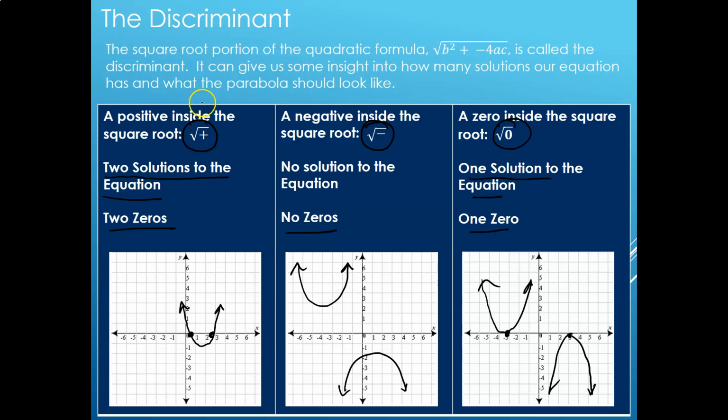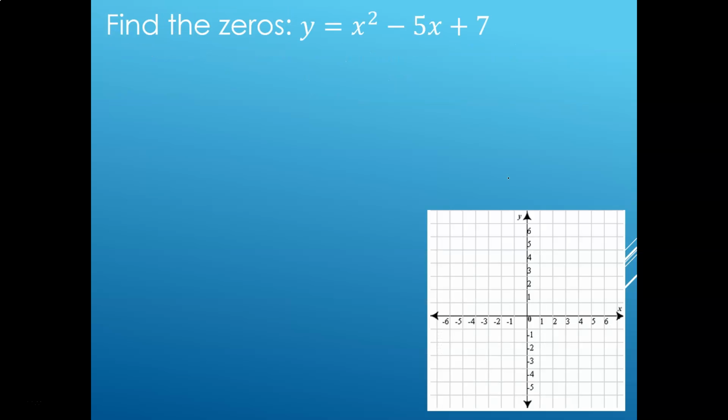So let's review. A positive inside the square root, a positive for the discriminant, means that we end up with two solutions to the equation. A negative inside the square root means we end up with no solution to the equation, which means there's no x-intercepts. A 0 inside the square root means there's only one solution to the equation, which means there's one 0 or one x-intercept. So let's find our zeros here.